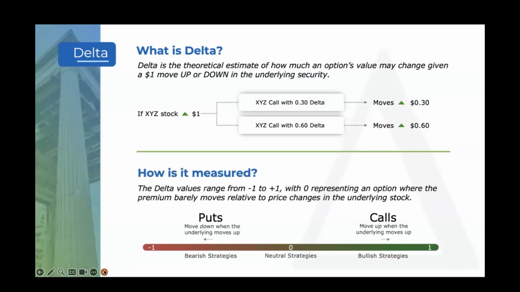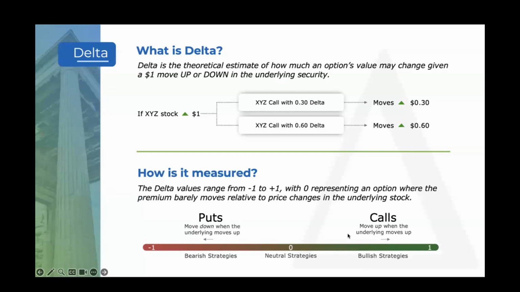So how is it measured? It ranges from -1 to +1. This is really important to understand because of the way that we apply it. 0 is an option for neutral strategies. You see how we have it on the scale from red to green. When you're on either end of the range, as in really close to -1 or +1, that's when the option starts acting like the stock.